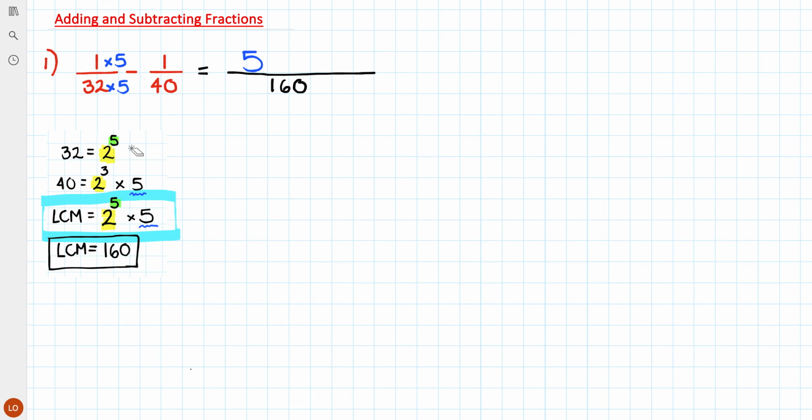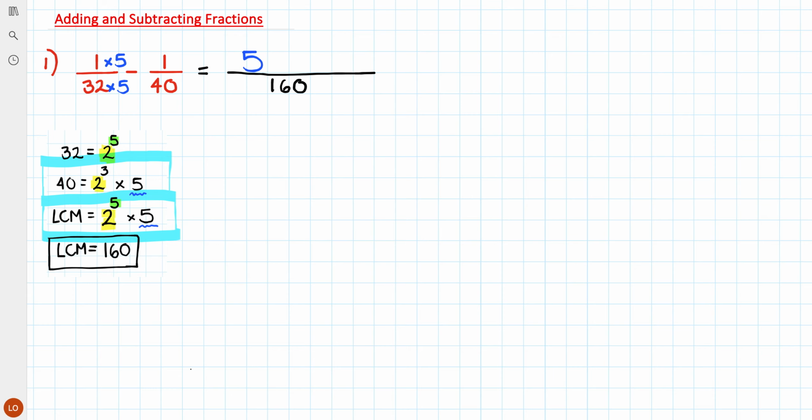Let's try this one. We're going to do it with 40. So what does 160, that is the lowest common multiple, have that 40 is missing? Hopefully you will be able to say, okay, it both has a 2, but this one is to the power of 5 and this one is to the power of 3, which means that I'm missing.